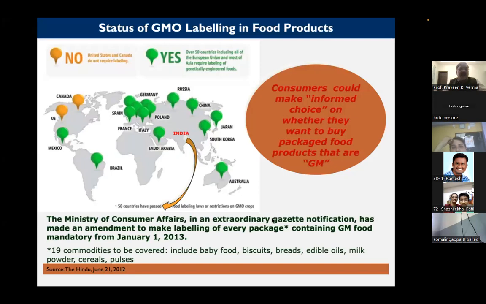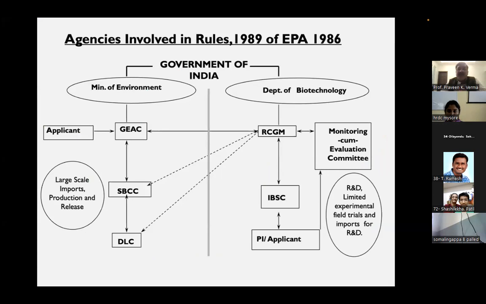The Ministry of Consumer Affairs has already directed, effective January 1, 2013, that every package should be labeled whether it's GMO or non-GMO. So these are some of the developments we have. We do have agencies as per the 1989 law, and the release of transgenic plants is handled by two ministries. One is the Ministry of Environment, the other the Department of Biotechnology. The Ministry of Environment has the GEAC, and RCGM is the other body looking after these things.